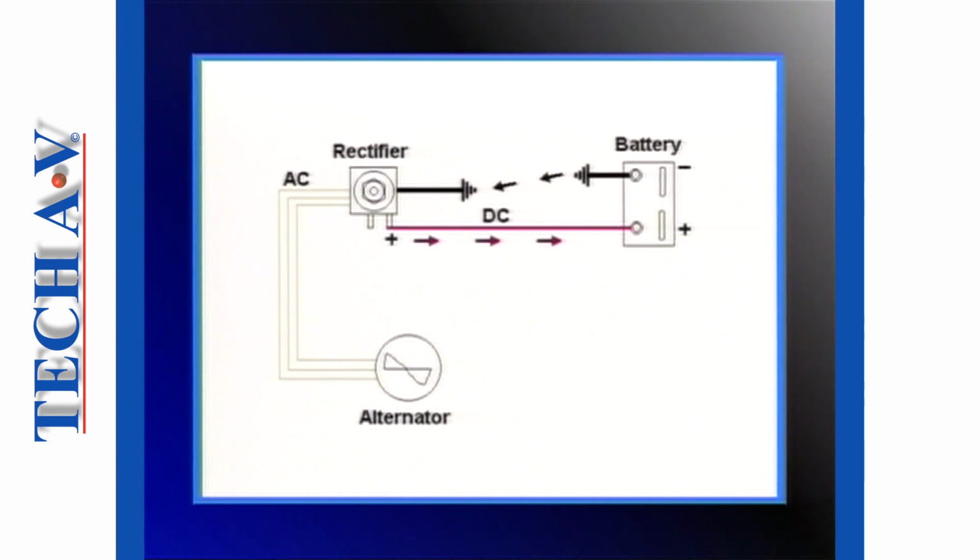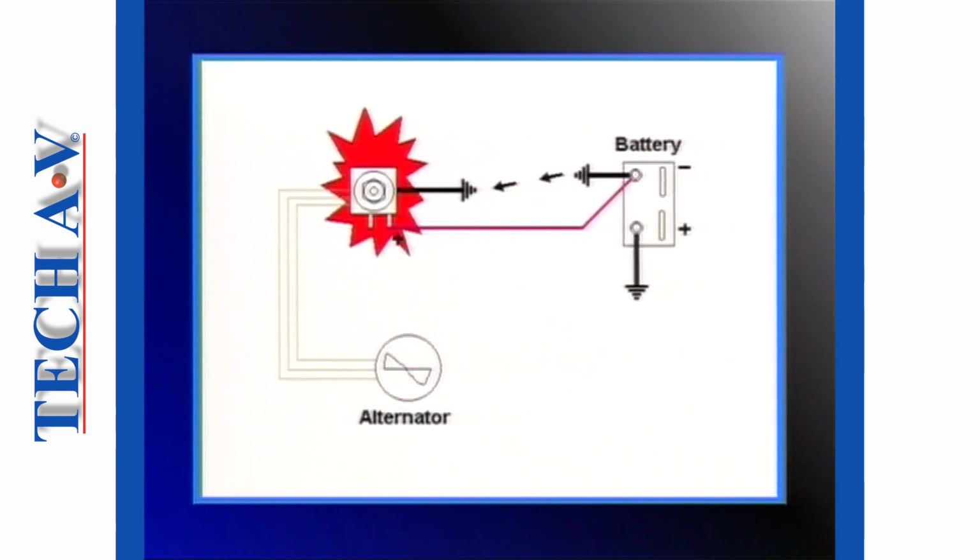The system is shown here in schematic form. Note that an alternator system can only be used on vehicles that have a negative earth. Be aware that if you accidentally connect your battery for a positive earth, you will instantly destroy the rectifier.